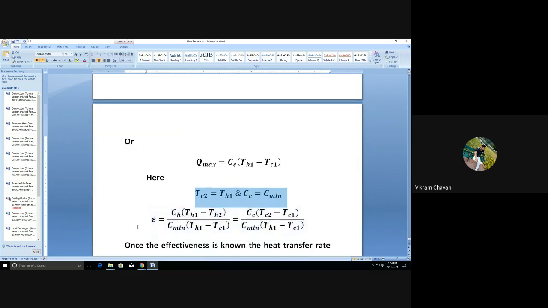Okay, then we can write the effectiveness, which is equal to Q divided by Q max. So Q can be written as Ch inside the bracket Th1 minus Th2 and Q max is C minimum inside bracket Th1 minus Tc1, or else you can also write Cc inside bracket Tc2 minus Tc1 whole divided by C minimum inside bracket Th1 minus Tc1.